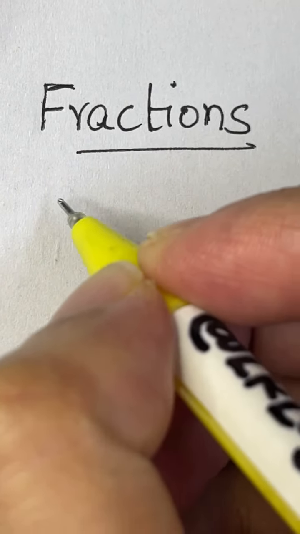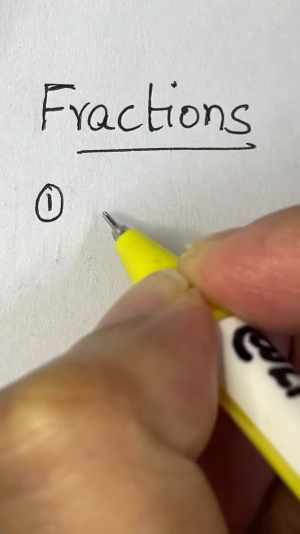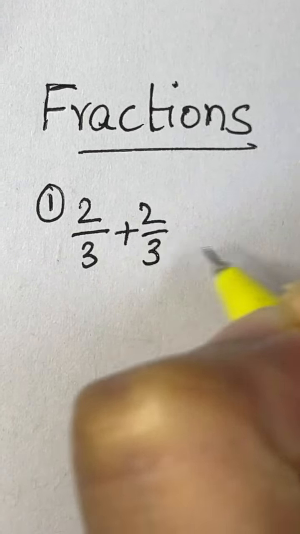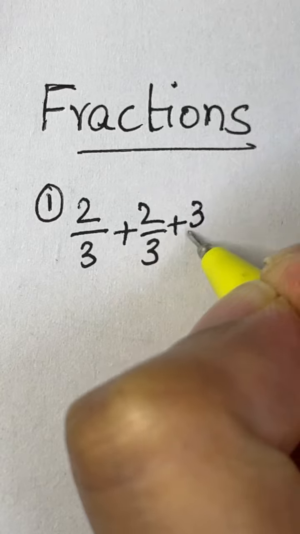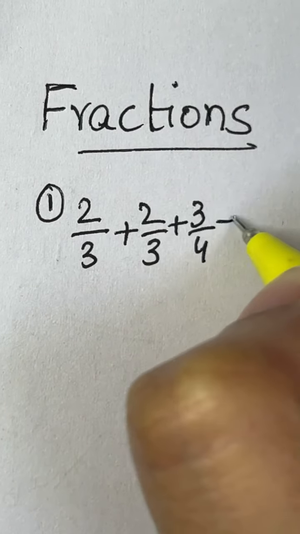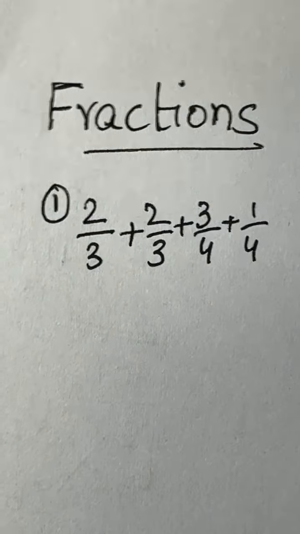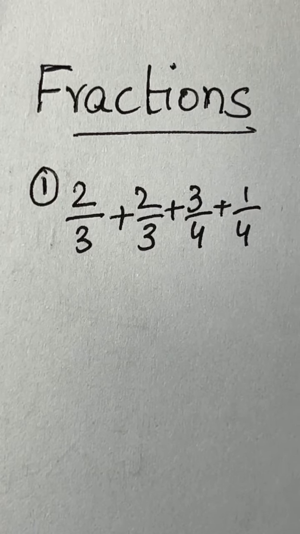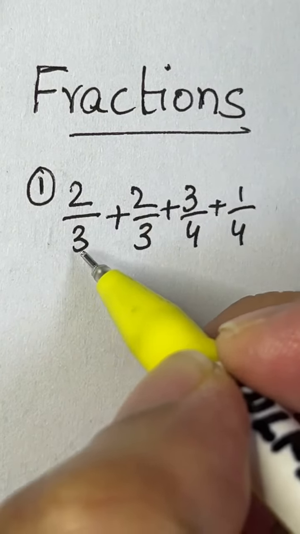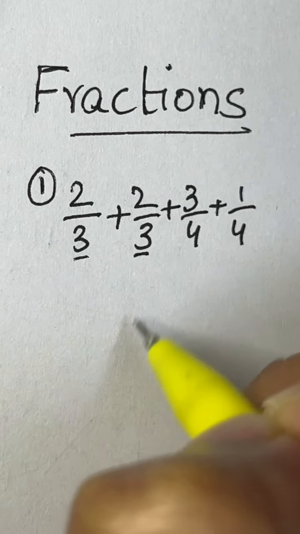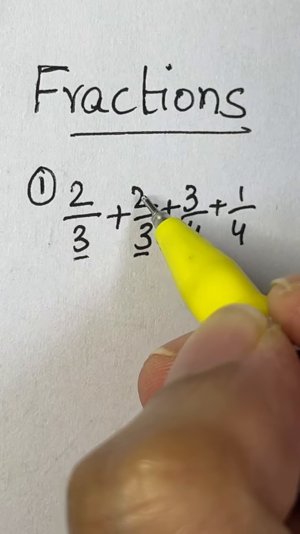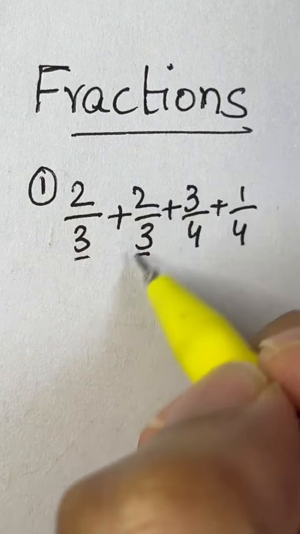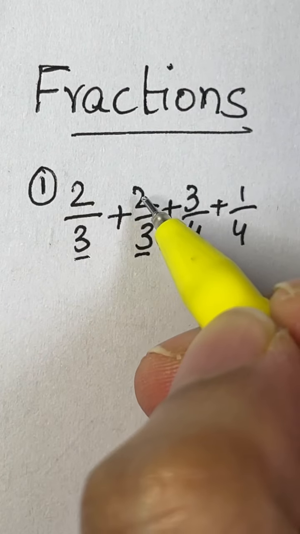Suppose question number 1 is 2/3 plus 2/3 plus 3/4 plus 1/4. So how are we going to solve these fractions? You just have to check the denominators. The denominator here and here is the same, so we can add the numerators. When the denominator is the same, it's easier for us to add the fractions. So let's add these two fractions.